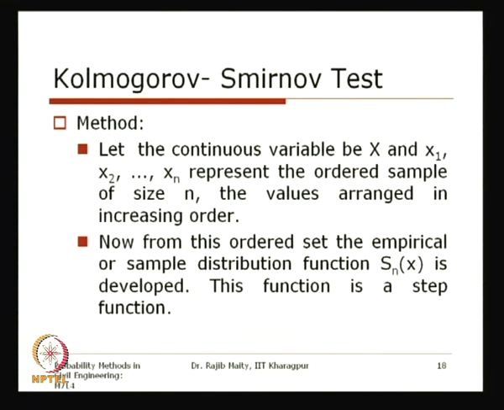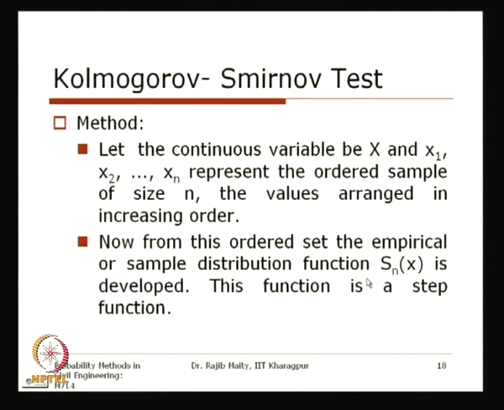Now suppose there is a random variable x and we have a data set x1, x2, x3 up to xn, which represents the ordered sample of size n. Whatever data we have from actual observation, we can first arrange it in increasing order, x1, x2, up to xn. Now, from this ordered set, the empirical or sample distribution function Sn(x) is developed, and this function is basically a step function.